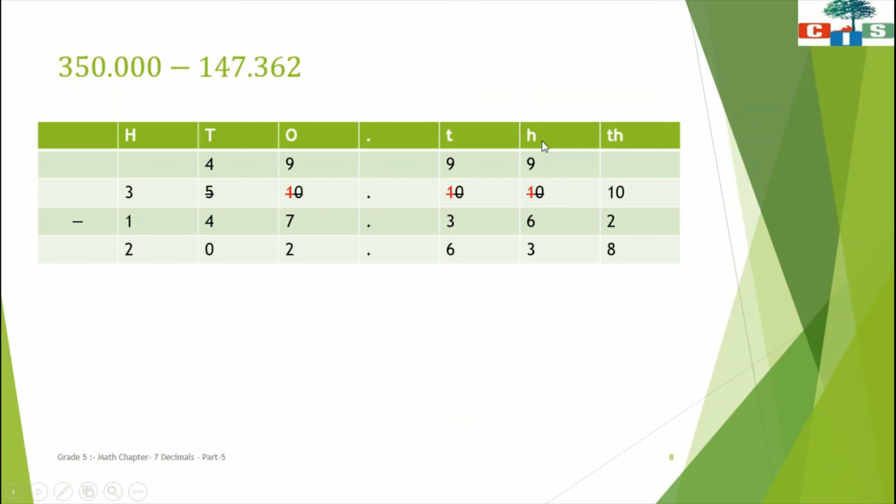Here we have the hundredths place, and the digit there is 0, so we cannot borrow from 0. We go to the next place, the tenths place, which also has 0. We cannot borrow from 0, so we go to the ones place, which also has 0. We go to the next place, the tens place, where the digit is 5. We can easily borrow from 5. When I borrow from 5, it is reduced by one and becomes 4, and the digit at the ones place becomes 10.